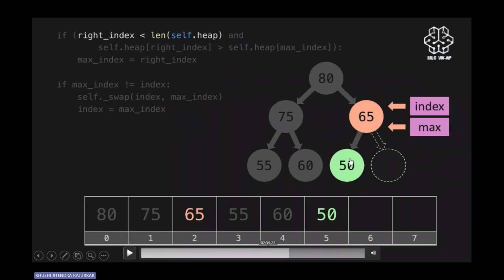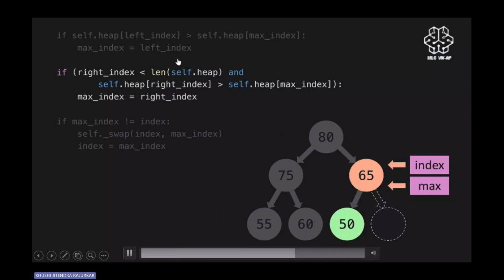So let's take an example of the left child for our 65 node here. 50 is located at index 5 and the length of our heap is equal to 6. Now 5 is less than 6, so we can run this code line. But since 65 does not have a right child, there shall be no max index variable declaration happening for our right child. So that code line shall not be run. This same code that we have written for right index will be written for our left index as well.